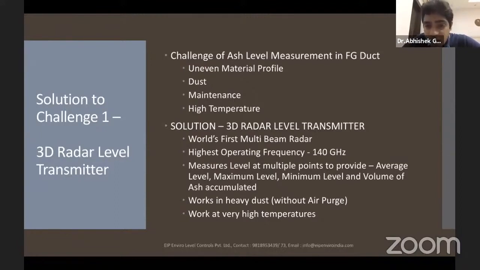There we will install our 3D radar level transmitter, which is the world's first multi-beam radar operating at a frequency of 140 gigahertz. It provides the average level of the ash accumulated at that critical point, the maximum level, the minimum level, and the volume of ash within that critical area of the FG duct. It works in heavy dust without air purge and at very high temperature. We have even used these radars at as high as 1200 degrees Celsius, so 350 degrees Celsius is easily manageable.